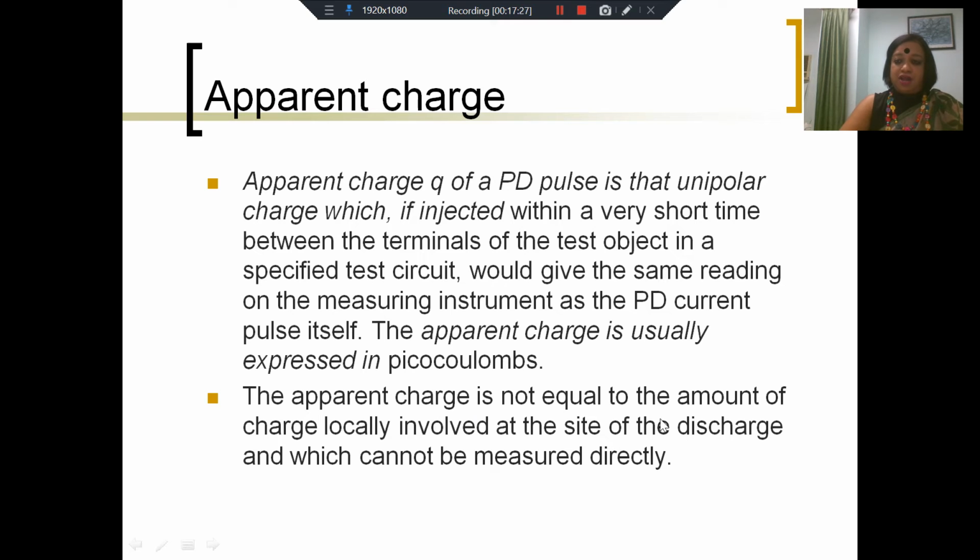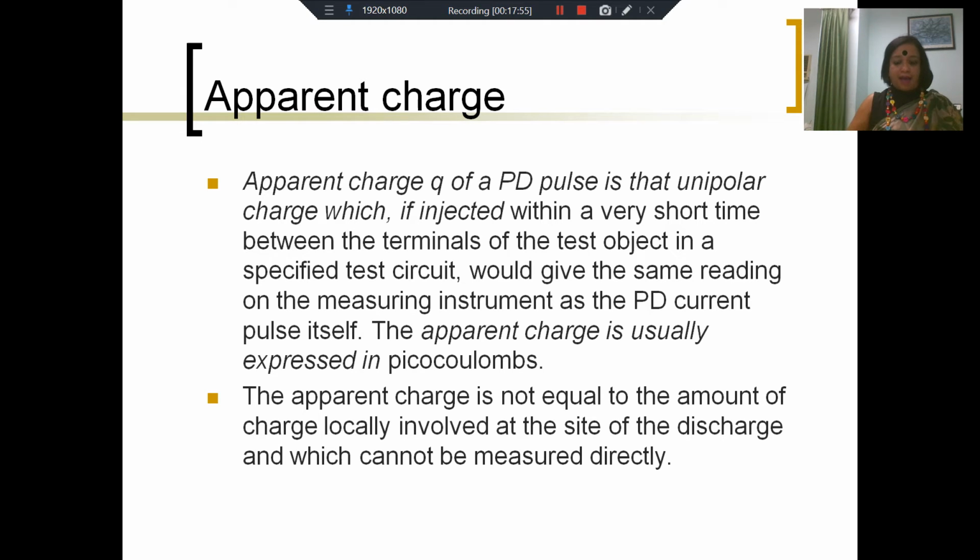This apparent charge is not equal to the amount of charge locally involved at the site of the discharge, and it cannot be measured directly. So to repeat, there is a certain quantity of charge which is involved at the site of discharge. We cannot measure this, but we characterize a PD pulse not by the real charge at the local site of discharge, but by an apparent charge. And what is that apparent charge?